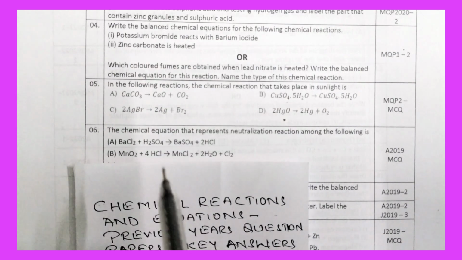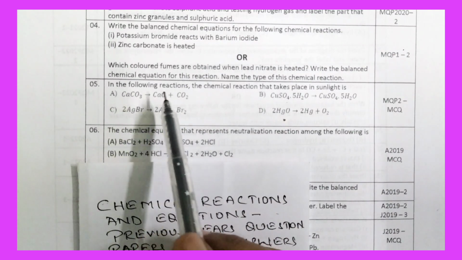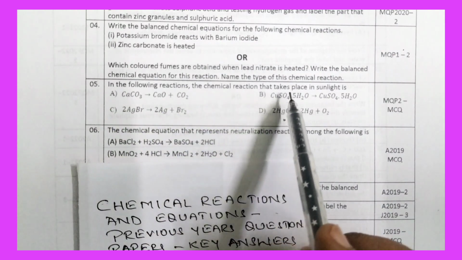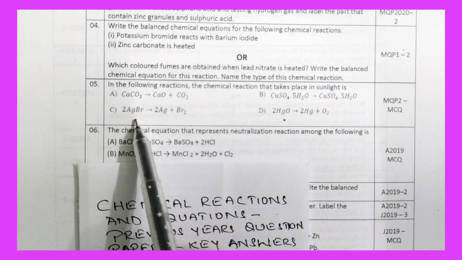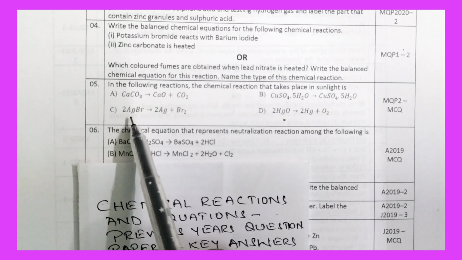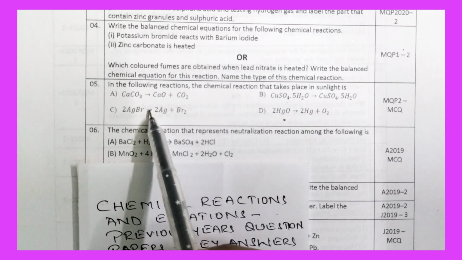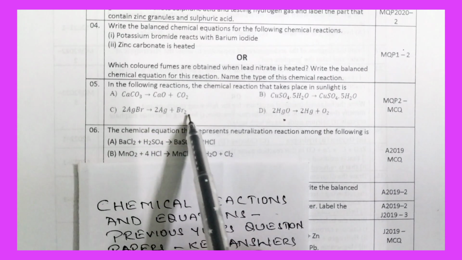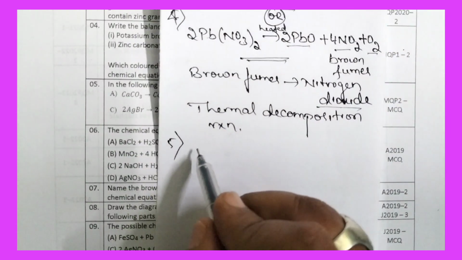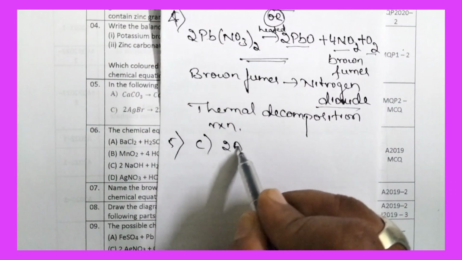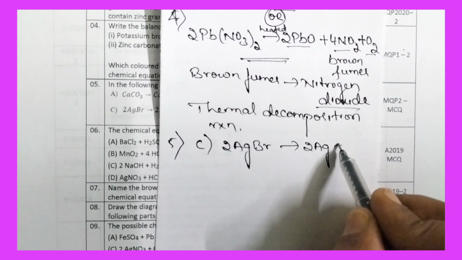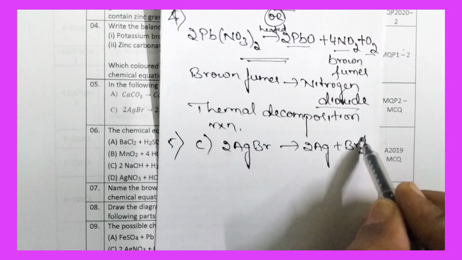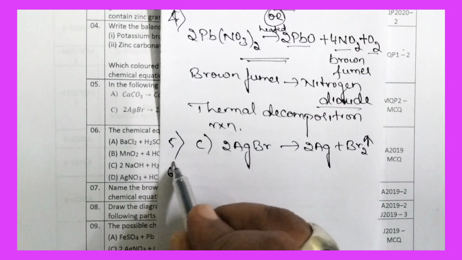The fifth question is an MCQ. In the following, the chemical reaction that takes place in sunlight, he says. When sunlight comes, look at option C: silver bromide, when it is exposed to sunlight, forms silver and bromine gas. So option C is the right answer for the fifth question. Option C, 2AgBr gives rise to 2Ag plus Br2. So this is the right answer for the fifth question.